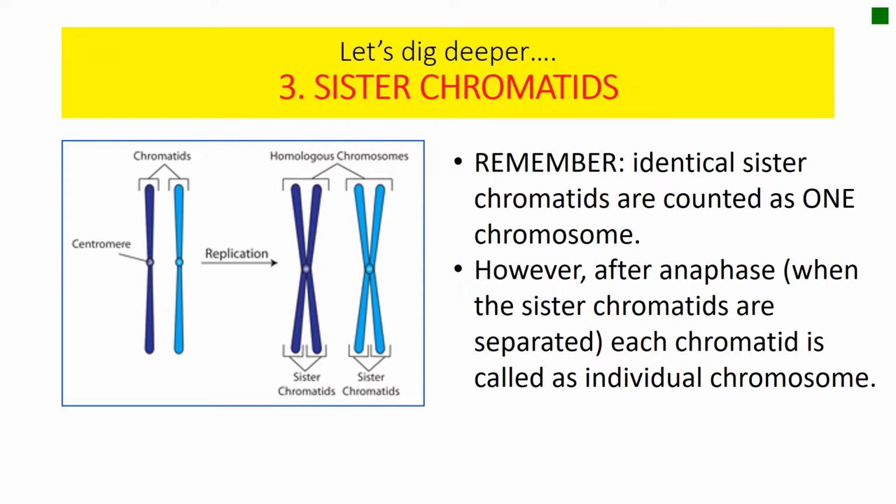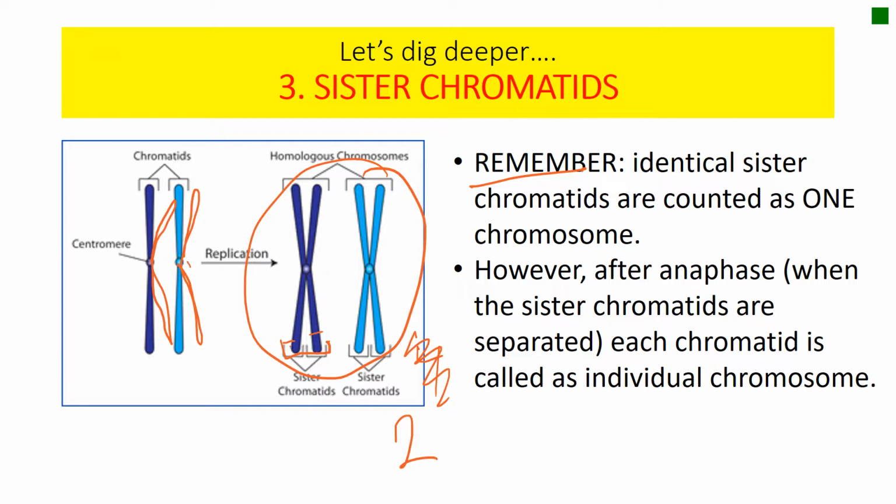Now, in interphase, if you still remember, every chromosome has to be duplicated, and they become an X-like structure that consists of sister chromatids. So now, they are not called 2 chromosomes, but they are called 2 sister chromatids of a chromosome. So remember, identical sister chromatids are counted as 1 chromosome. You are not counting this as 4 chromosomes. This is 2 chromosomes, and each chromosome consists of 2 sister chromatids.